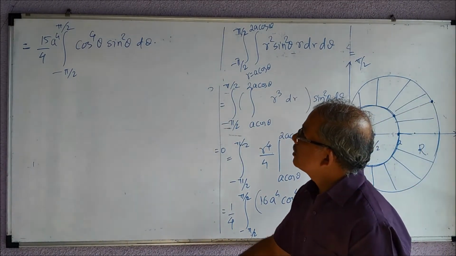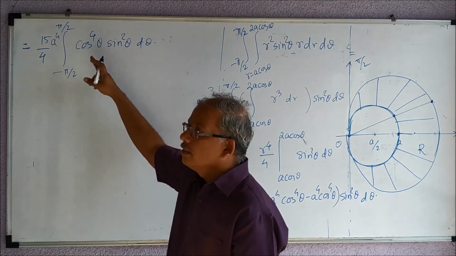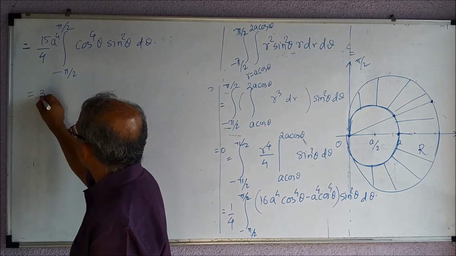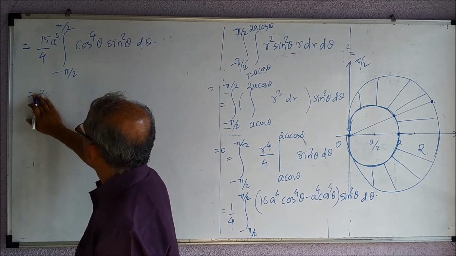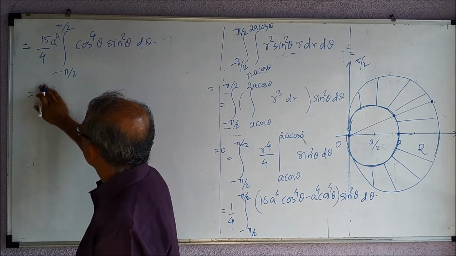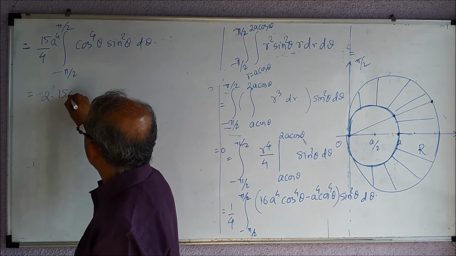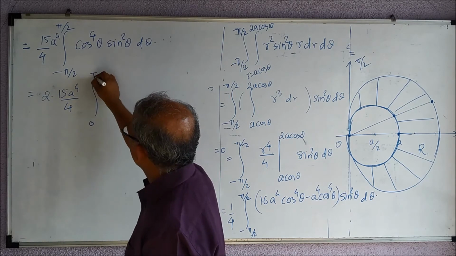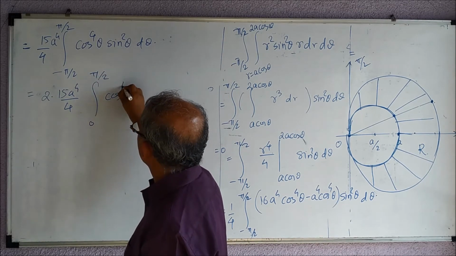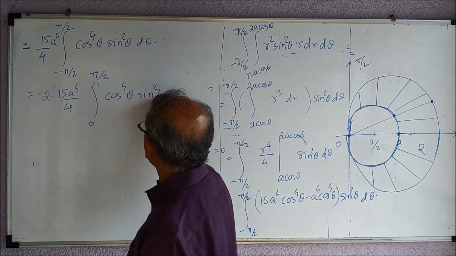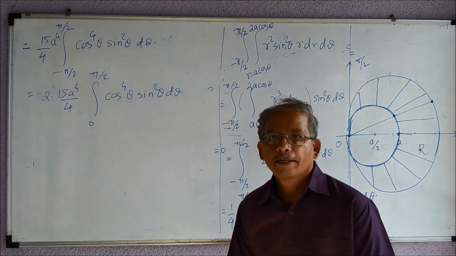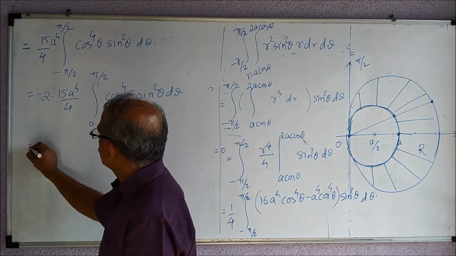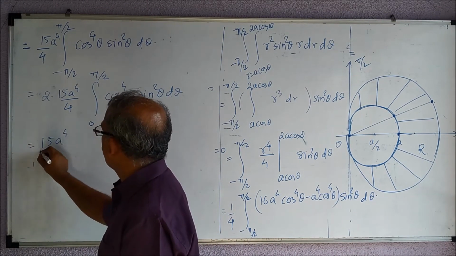Now you see that this is an even function. So by using the properties of definite integration, we can write this as 2 into 15 a raised to 4 by 4, integral 0 to pi by 2, cos raised to 4 theta sine square theta d theta. So this is 15 a raised to 4 by 2 now.